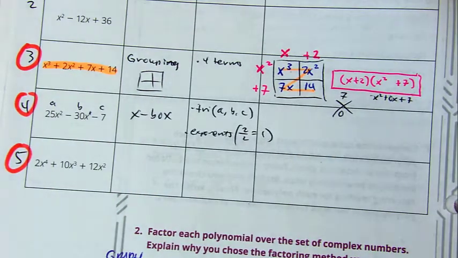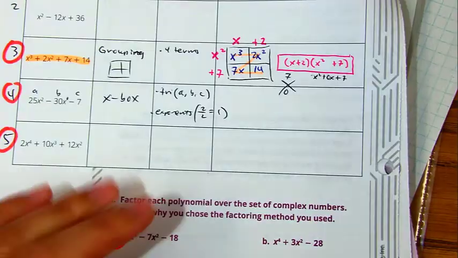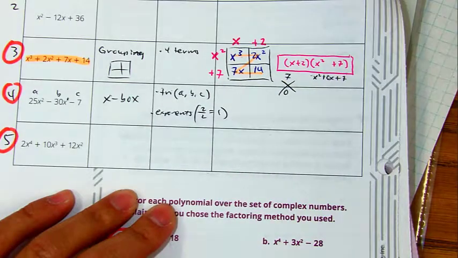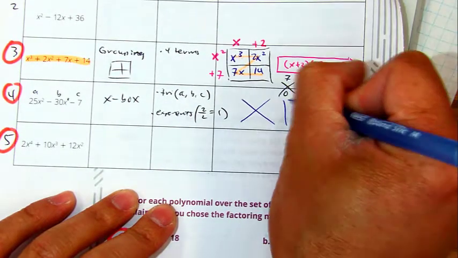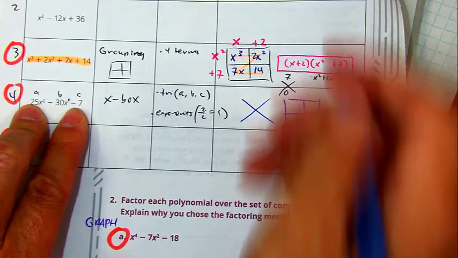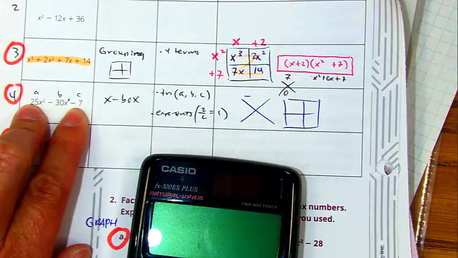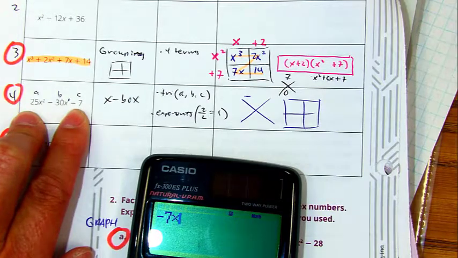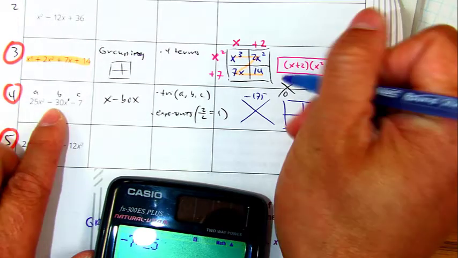Now, it is also possible that anyone used chunking. That also works, right? I'm going to use X box because it's more universal. I'm sure chunking probably gave you smaller numbers and probably was more efficient. Class, A times C. Negative 7 times 25. Negative 175. My B value is negative 30.